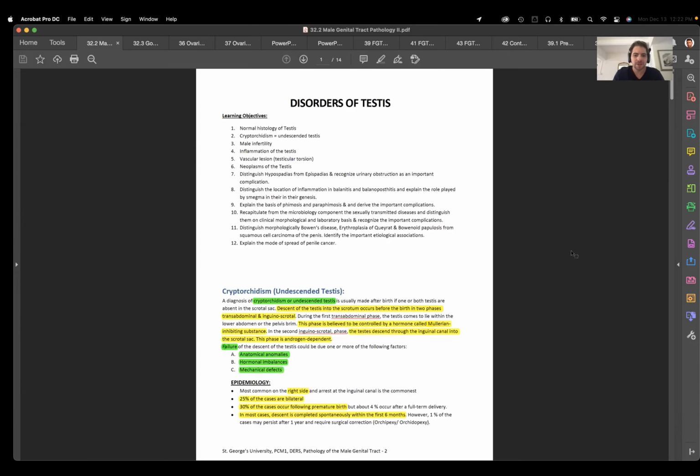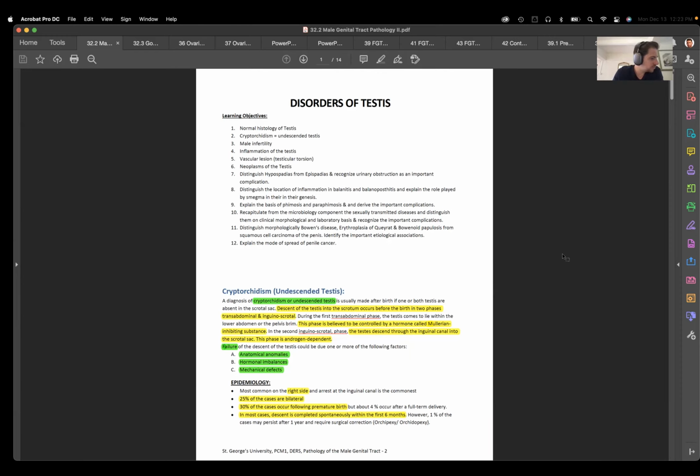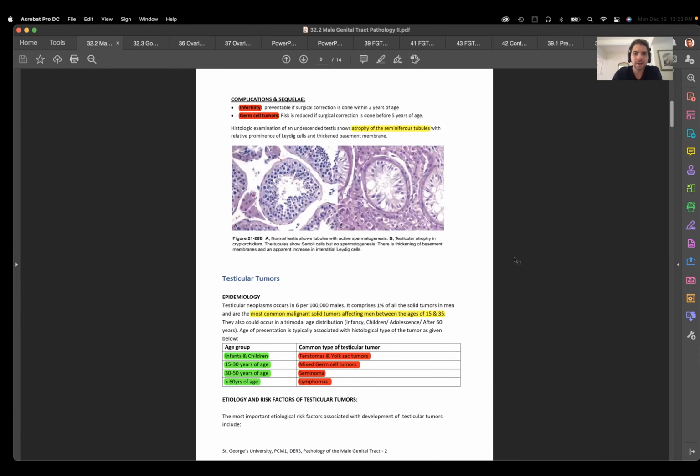All right. Disorders of the testes, cryptorchidism, typically that means undescended testes. It's dependent on testosterone. So if there's some sort of testosterone imbalance, the gubernaculum won't be able to pull the testes down. Problem with that, infertility, but it can also lead to cancer as well. Germ cell tumors can develop if they're undescended. So then they went ahead and went into these testicular tumors.